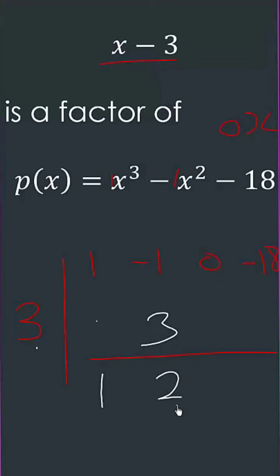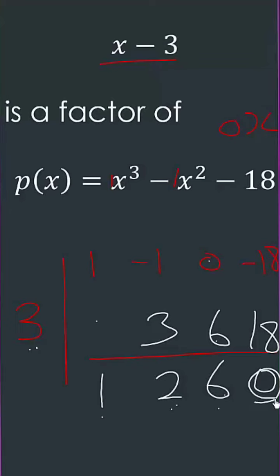3 times 2 will give us 6. 0 plus 6 is 6. 3 times 6 is 18. Negative 18 plus 18 is 0. So this tells us that the other factor is a quadratic expression with coefficients 1, 2, 6. This is the remainder of 0. The quotient will be 1x squared plus 2x plus 6.